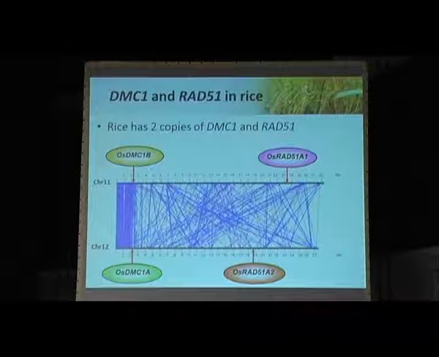line. So for DMC1 and Rad51 in rice, rice has two copies of DMC1 and Rad51 on chromosome 11 and chromosome 12, because both chromosomes are syntenic together. We can find Rad51A1 and DMC1B on chromosome 11, and DMC1A and Rad51A2 on chromosome 12.